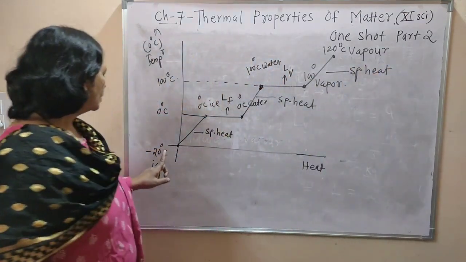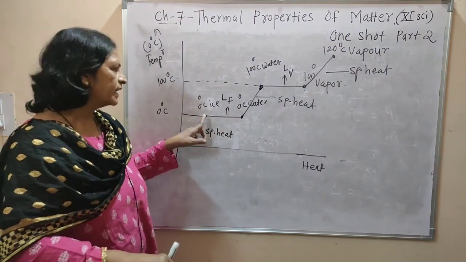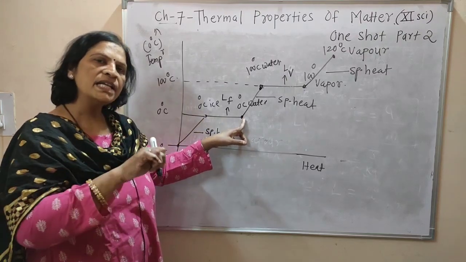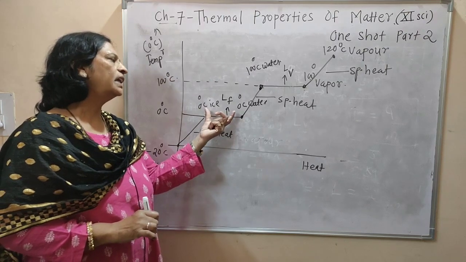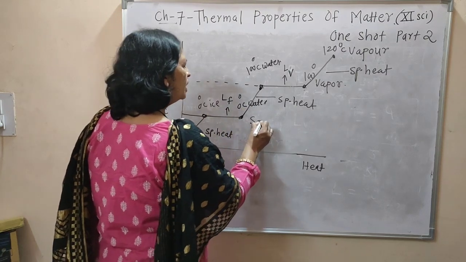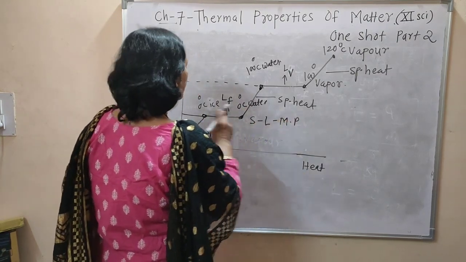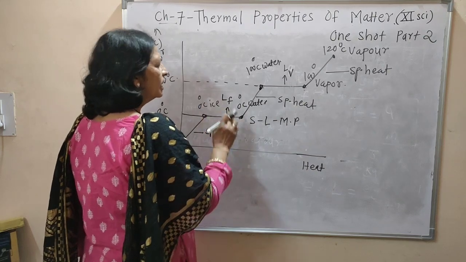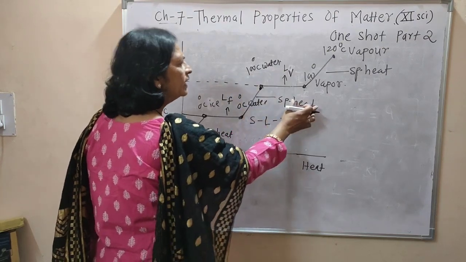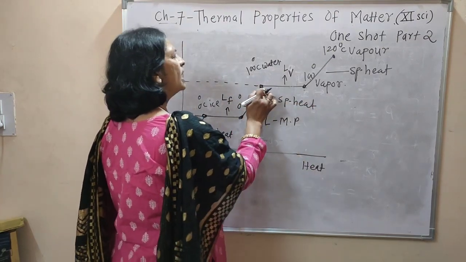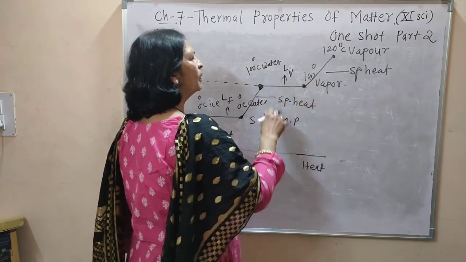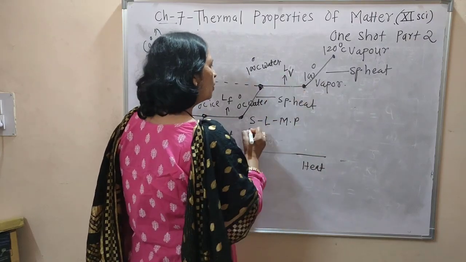Understood? To increase the temperature, the heat required is called specific heat, and to change the phase while the temperature remains constant, the heat required is called latent heat. To convert ice into water, that is solid into liquid at its melting point, is latent heat of fusion. Now to increase the temperature of this water from 0 degree to 100 degree, we supply heat, that is specific heat. Again we convert the water into vapor at its boiling point, and that heat is called latent heat of vaporization.